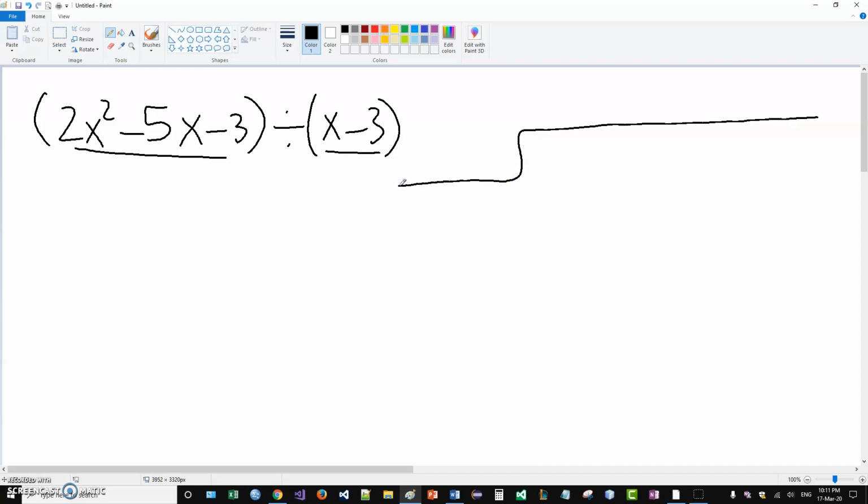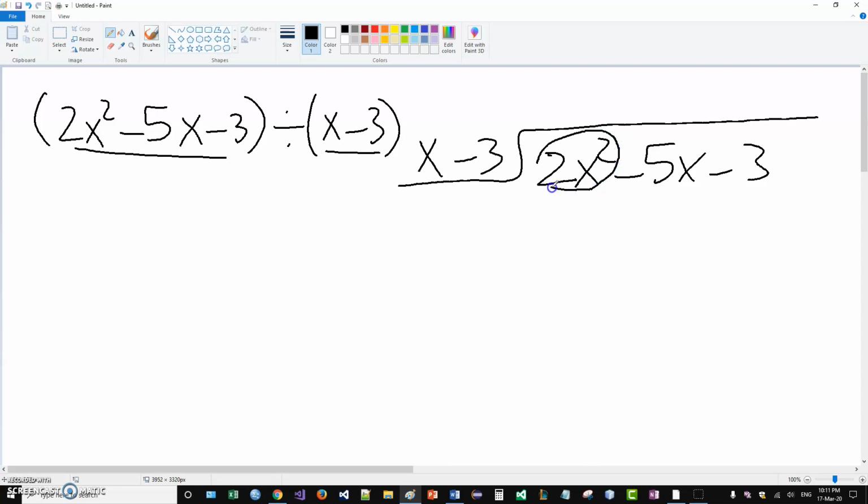You put the polynomial, the first one, right here, 2x squared minus 5x minus 3, and the binomial right here. And then you divide just the first term by the first term here. So 2x squared divided by x is 2x.